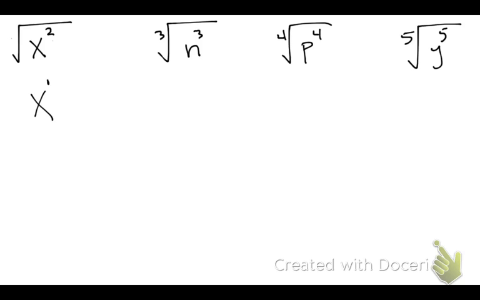The cube root of n cubed, well, it's just n, because a cube root undoes a cube, but also because of the Orndorff method, 3 divided by 3 is 1, with nothing left over. The fourth root of p to the fourth, it's just p, for all the same reasons that we talked about, and the fifth root of y to the fifth is just y.